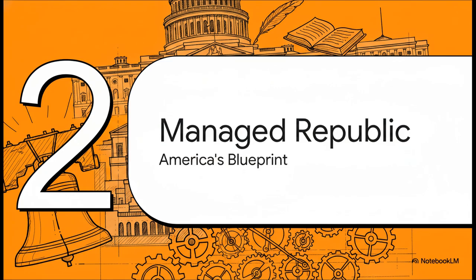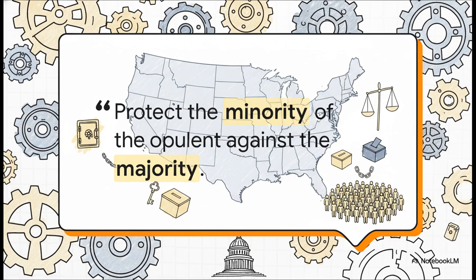Which brings us to Section 2, America's Managed Republic. To see this design problem play out in real life, the source material points us directly to the foundational blueprint of the United States. James Madison famously wrote that the goal was to protect the minority of the opulent against the majority. That's a pretty striking quote, isn't it? The research highlights that the U.S. was originally engineered not as a pure democracy, but rather as a managed republic. It was built with highly intentional mechanisms, think the Electoral College or the Three-Fifths Compromise, that were specifically designed to ensure elite continuity and protect property from majoritarian pressures.